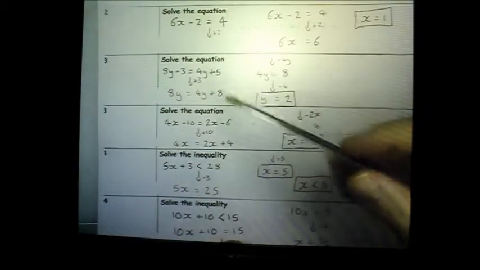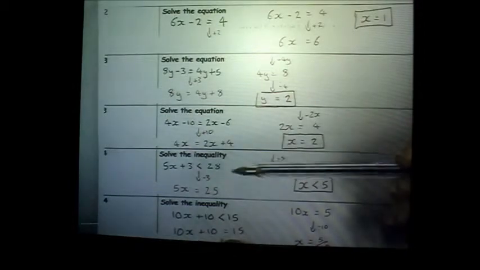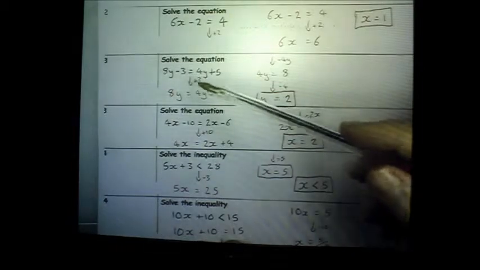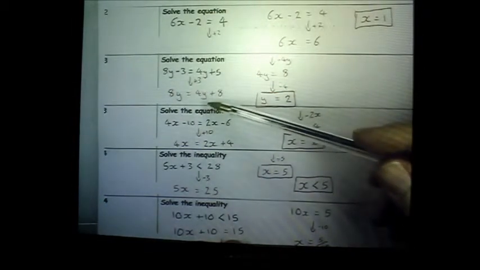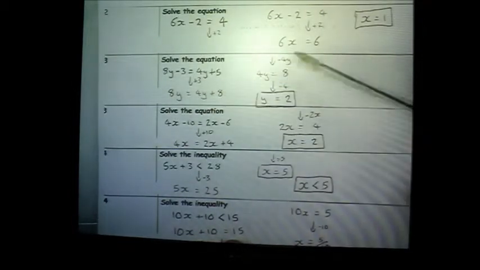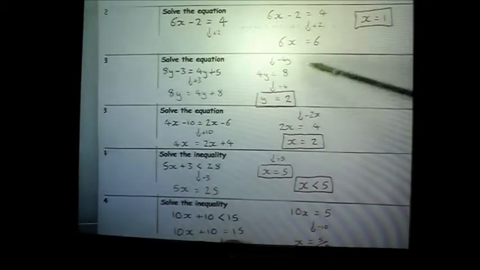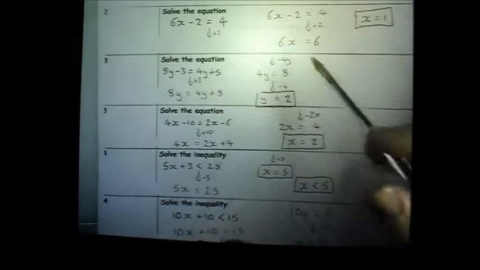Next one, solving an equation again, but there's unknowns on both sides. My technique for this is to get rid of the smallest thing first, be it letter or number. And in this case, it's a negative 3. So what I've done is added 3 to both sides, which leaves you with what I've got here. The next step is to get all the y's on one side, so get rid of the smallest number of y's, which is the 4y, so taking 4y off both sides. That leaves me with 4x equals 8. How do you undo times by 4? You divide by 4, so it leaves you with y equals 2.